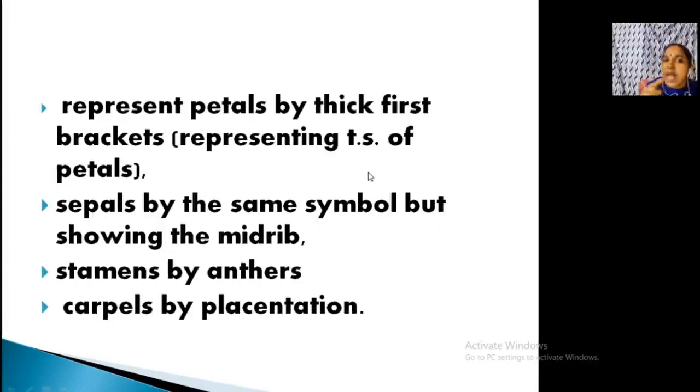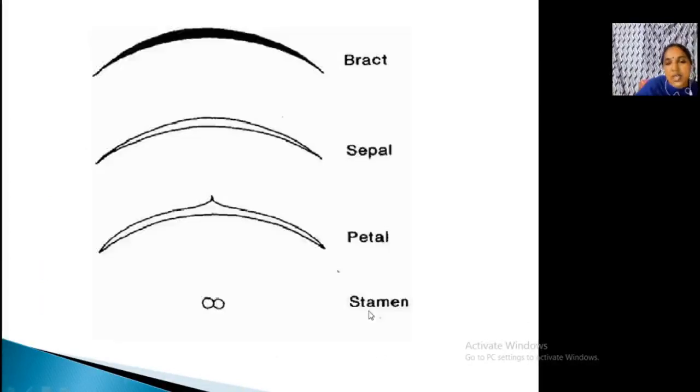Stamens are represented by anthers, with 4 chambers. Carpels are represented by placentation, which is how ovules are arranged in the gynoecium. We will discuss placentation in detail next class. Okay, so see, this is the bract, the arrangement of bract. This is the sepals, somewhat the same, but this is the petal. You see how it is drawn like this. Differentiate sepal and petal drawings.